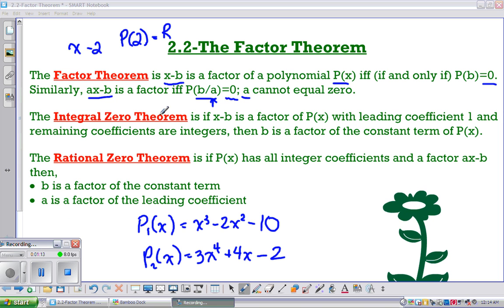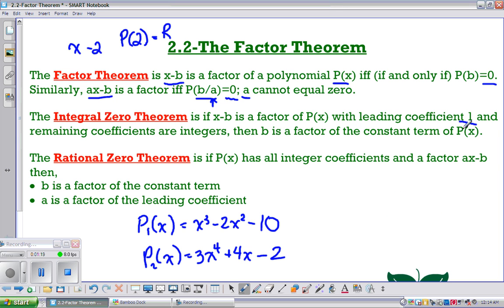Now, the integral zero theorem and the rational zero theorem are very similar. The only difference is that in the integral zero theorem, the leading coefficient is 1, like this polynomial here. And the rational zero theorem has a factor where the leading coefficient is something other than 1, as well as the constant. So what the integral zero theorem means is this is your polynomial.